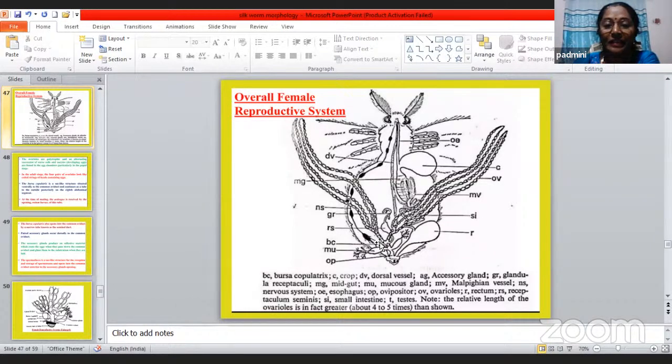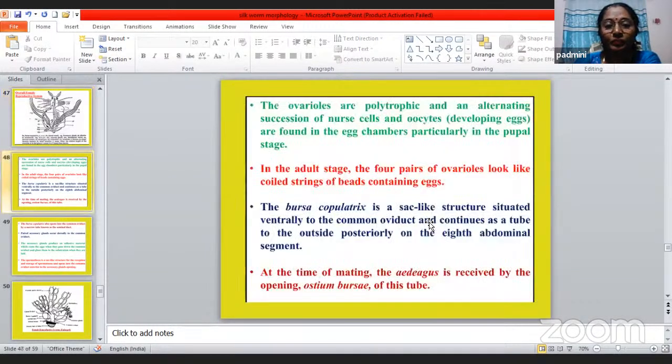So you can see the eggs coming out over there in this picture very slowly, lightly, and through the ovarioles, the oviduct and the ovipositor, you can see they are being dropped down. So this is the female reproductive system.